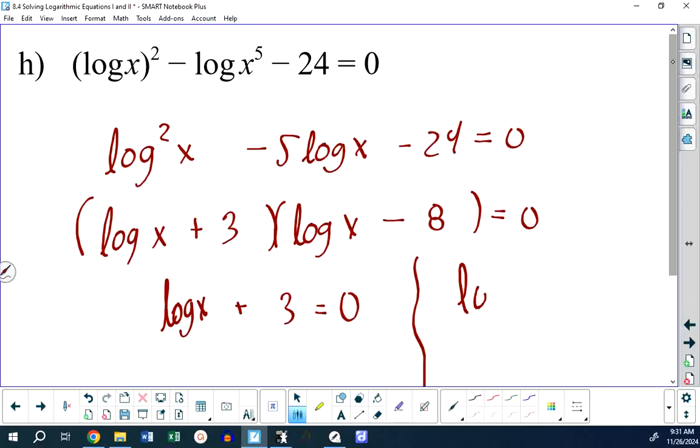And then here, log of x minus 8 is equal to 0.